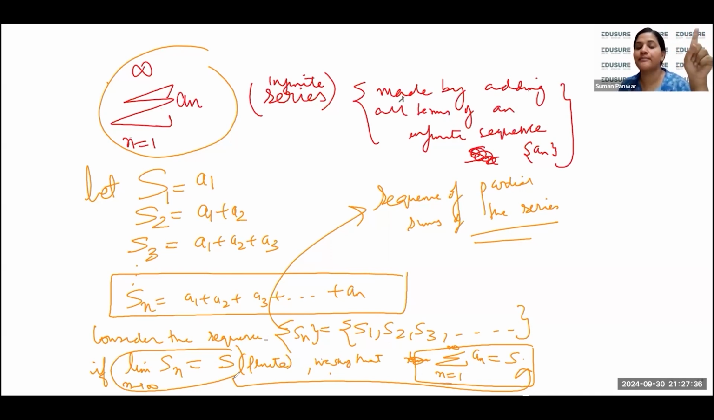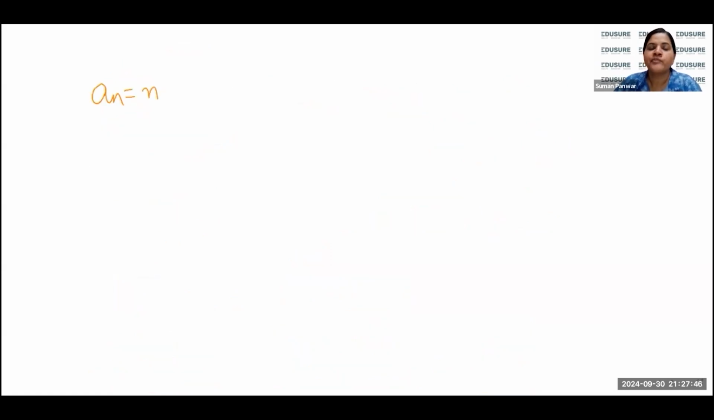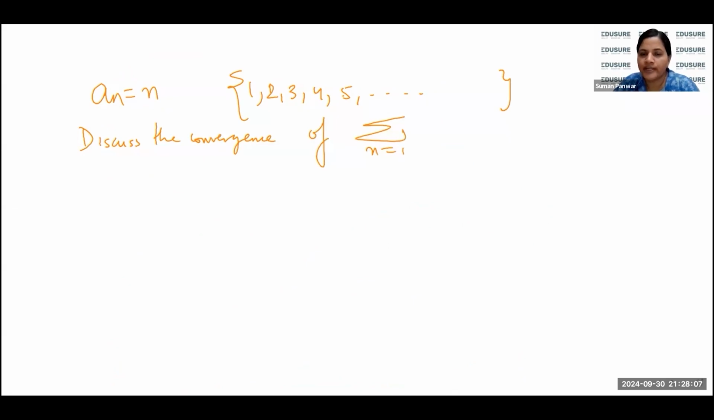I will give you a very nice example and see what I'm doing. For example, you have the sequence an equals n. So this sequence is 1, 2, 3, 4, 5, and so on. You want to discuss the convergence of the sum from n going from 1 to infinity of an, which is the sum from n going from 1 to infinity of n. You will notice that an is n: A1 is 1, A2 is 2, A3 is 3. So here an is n. That is why I wrote it this way. So what did I tell you? You have to look at the sequence of partial sums.